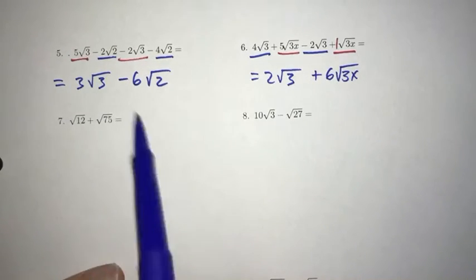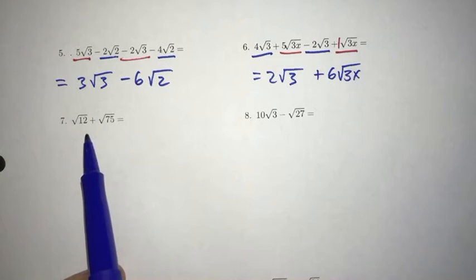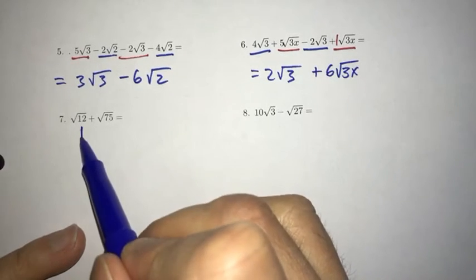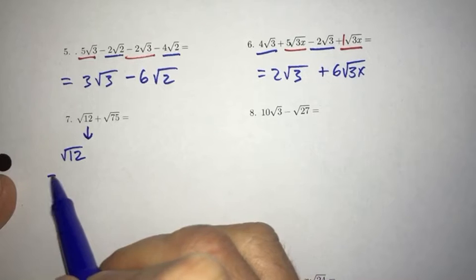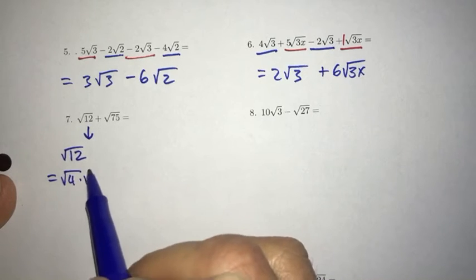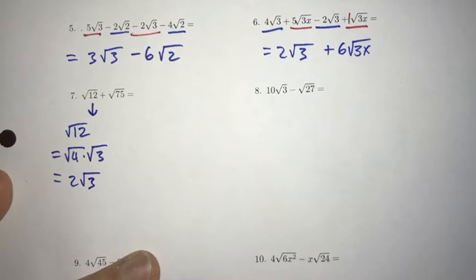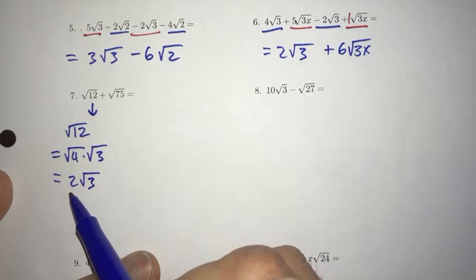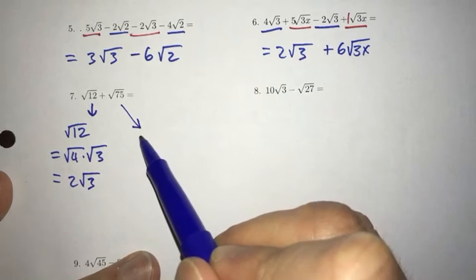Now you might think that we can't add these together because the numbers inside are different, but it's actually hiding that they can be added together. Let's actually break each one of these up. Root 12, I can break this into 4 and 3. And the square root of 4 is 2. I choose 4 because the square root of 4 is 2. I don't choose 6 and 2 because I don't know the square root of 6 and I don't know the square root of 2.